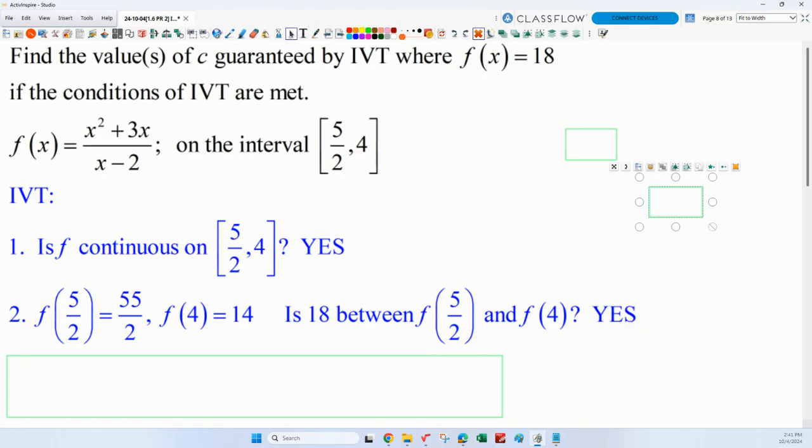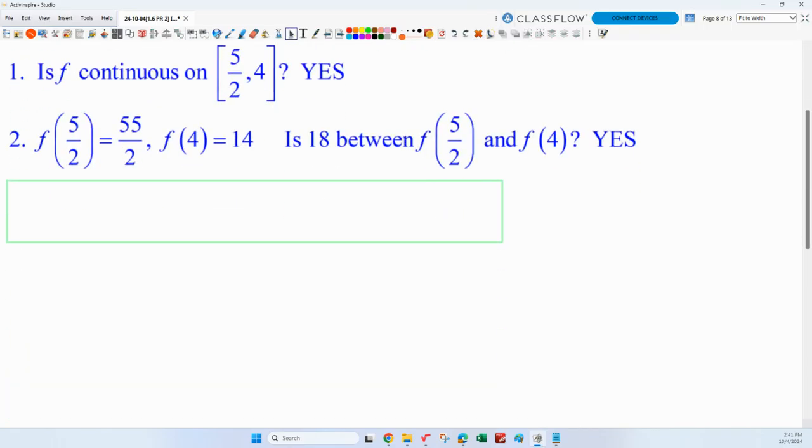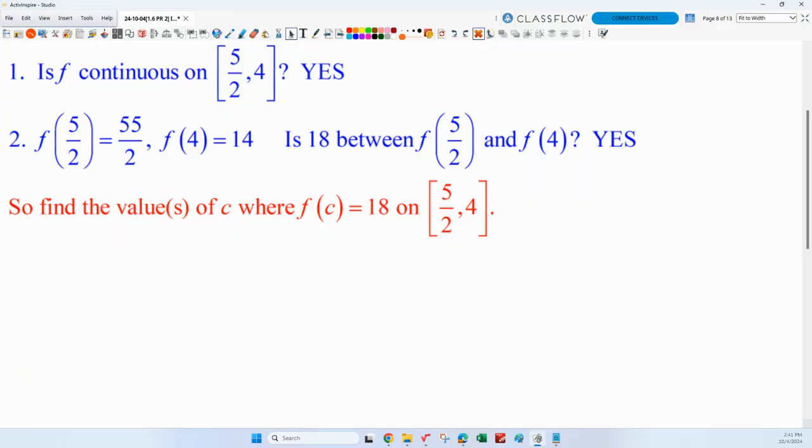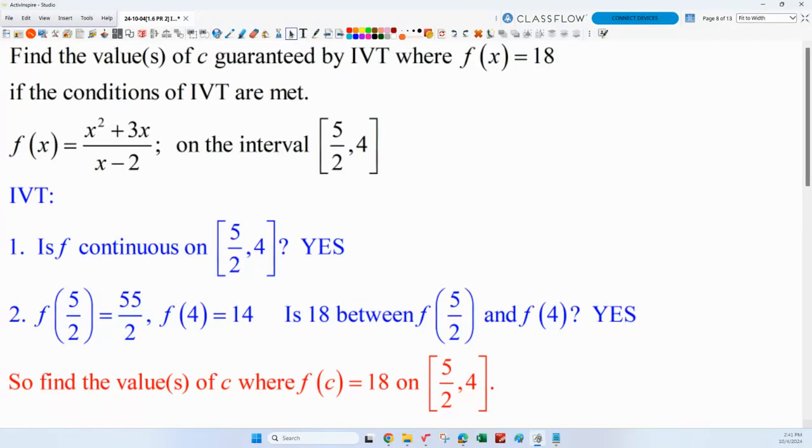Okay, how do we find that? We just have to do algebra and solve the equation, right? To solve it, I mean, it's super easy. What would we do? Yeah, set f of x equal to 18 and solve the equation. That's it, right? Okay.